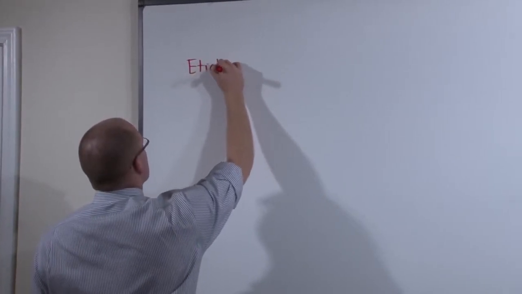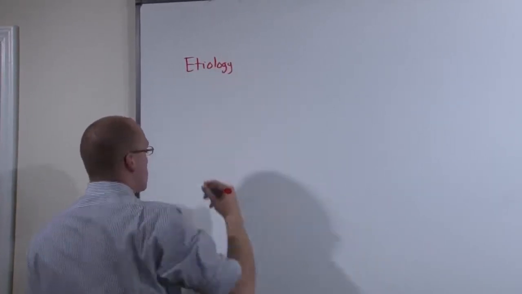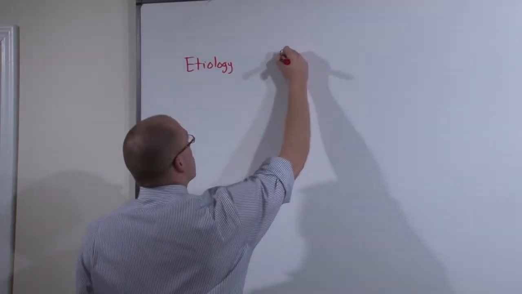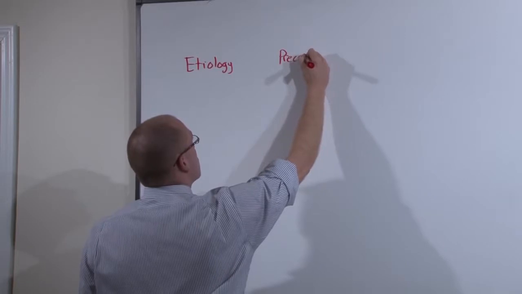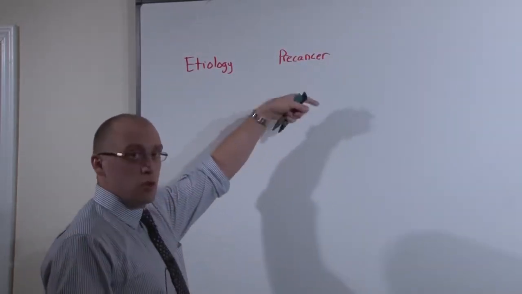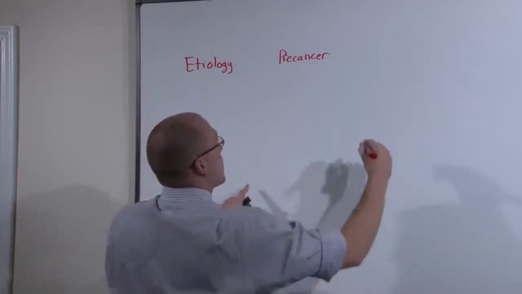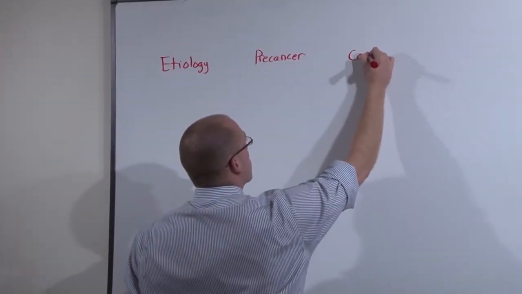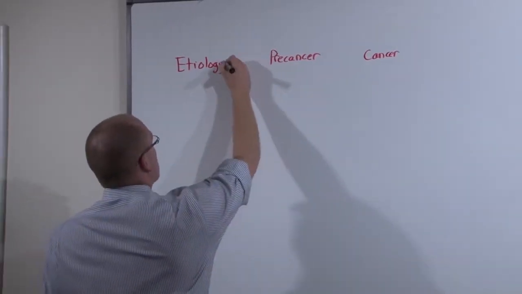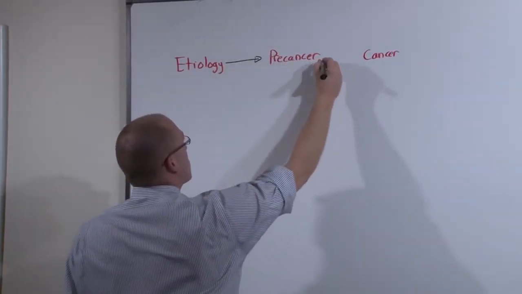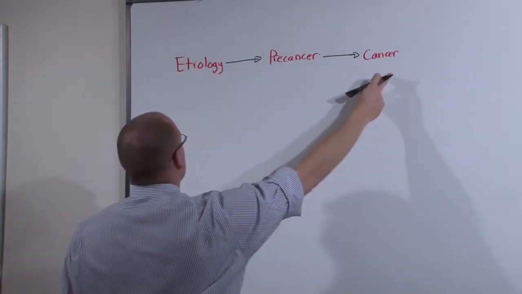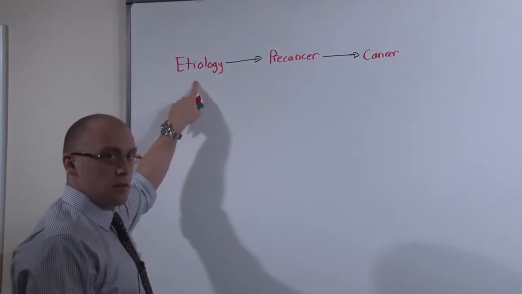Some etiology, some risk factor, predisposes the cells that get exposed to form a precancer. Precancer is dysplastic tissue that has yet to invade the basement membrane. If allowed to continue to exist long enough, that precancer turns into full-blown cancer. The time it takes for this to happen is variable depending on the cancer, and every cancer has its own precancer state, its own cancer state, and its own risk factor.